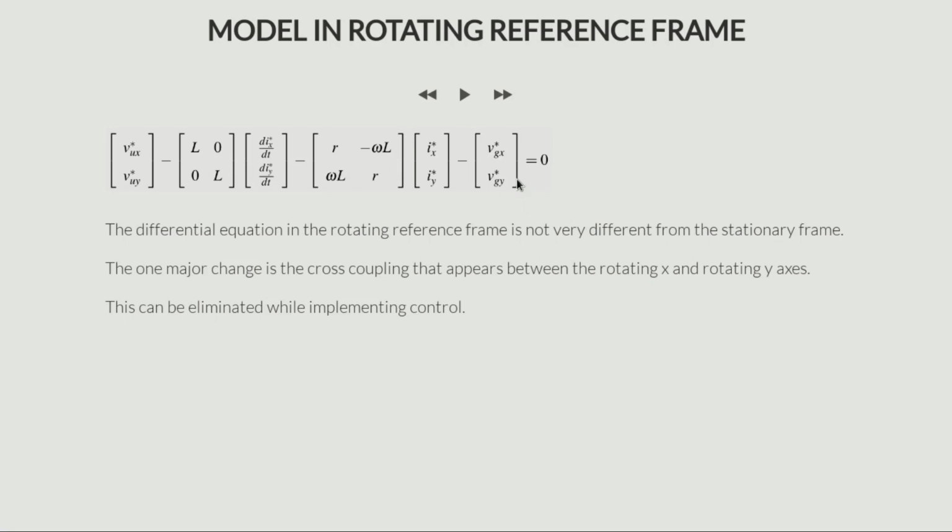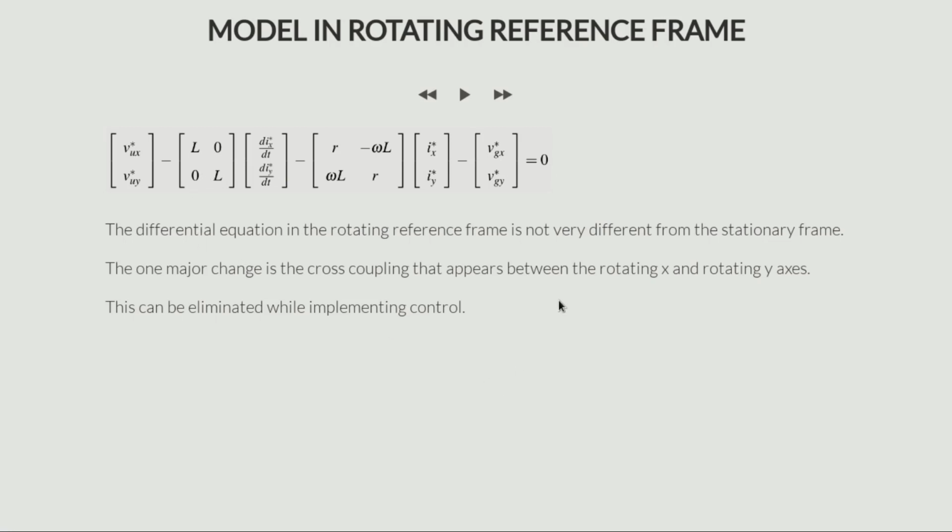So the conclusion is the differential equation. The good news is the differential equation is not very different. So we haven't landed up with something that is totally out of this world. It is still something that is familiar. The only change that we need to account for is this cross coupling. And this does play an effect, because what it means is whatever we do to one variable will affect the other variable as well. They are now coupled together. But we can eliminate this coupling when we implement control.